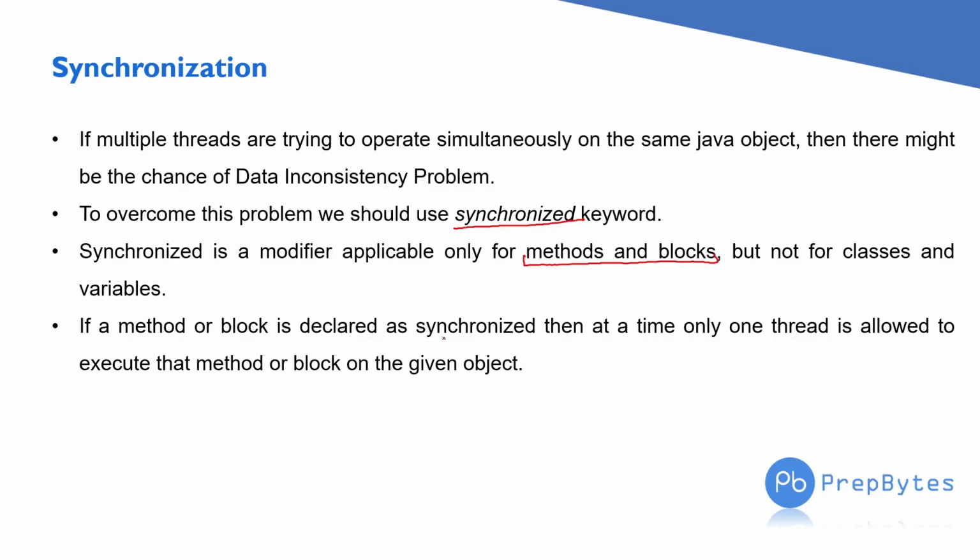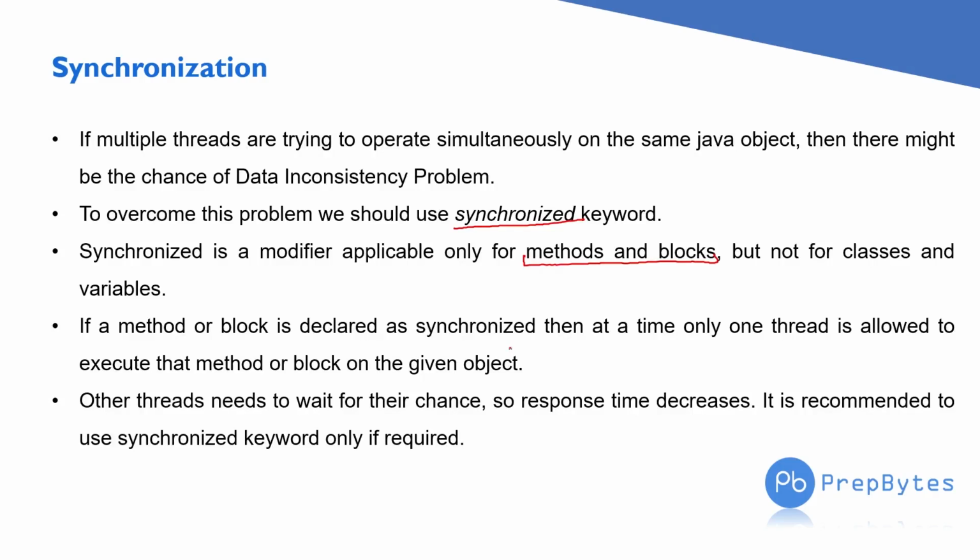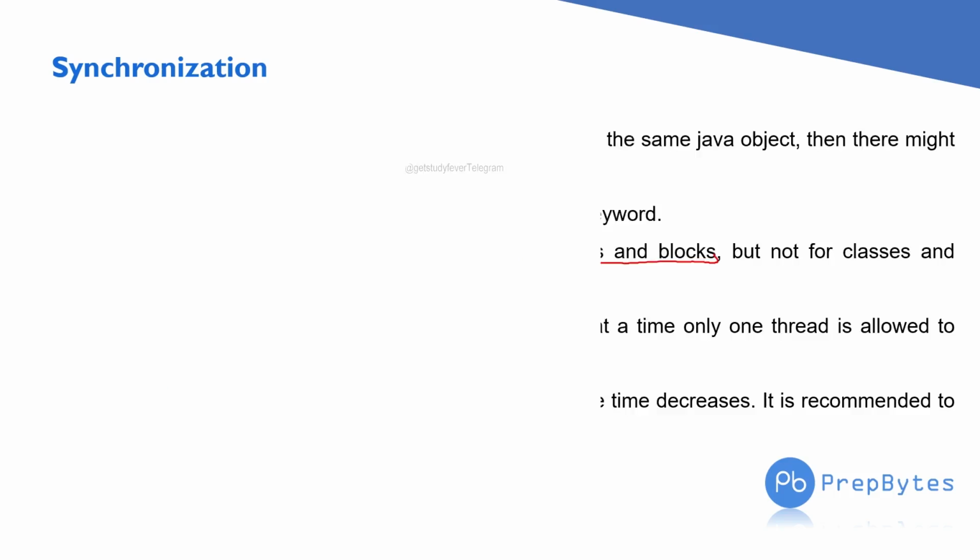If the method is declared as synchronized, then at a time only one thread is allowed to execute that method or block on the given object. Other threads need to wait for their chance, so the response time decreases. Since the response time decreases because of synchronization, it is recommended to use the synchronized keyword only if required. Let me explain these steps with an example.